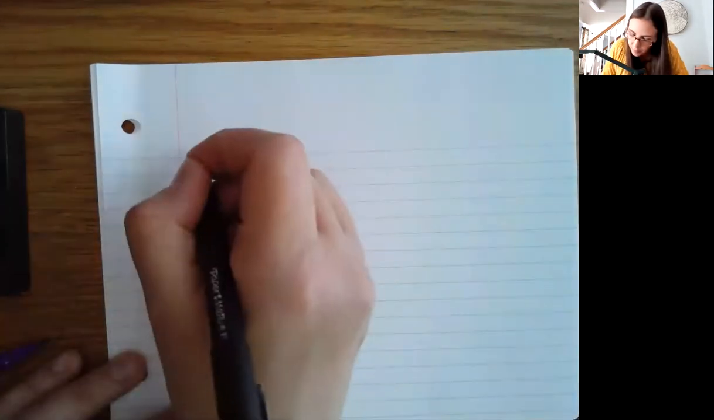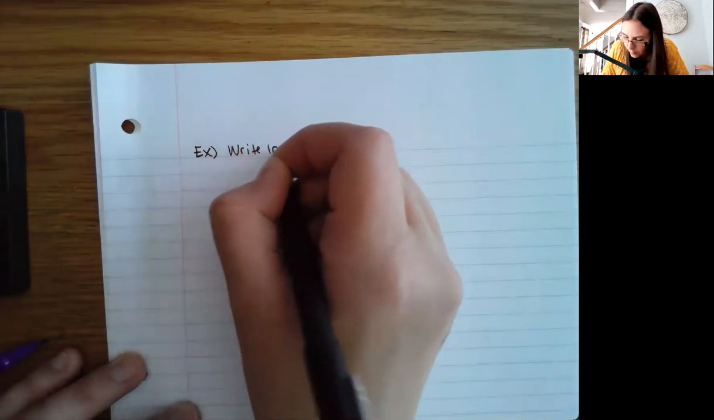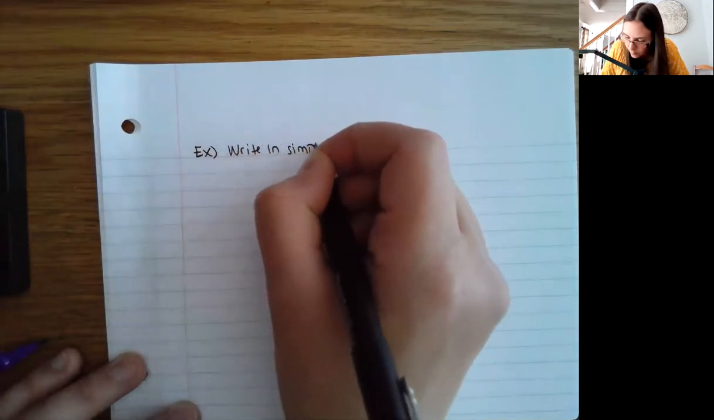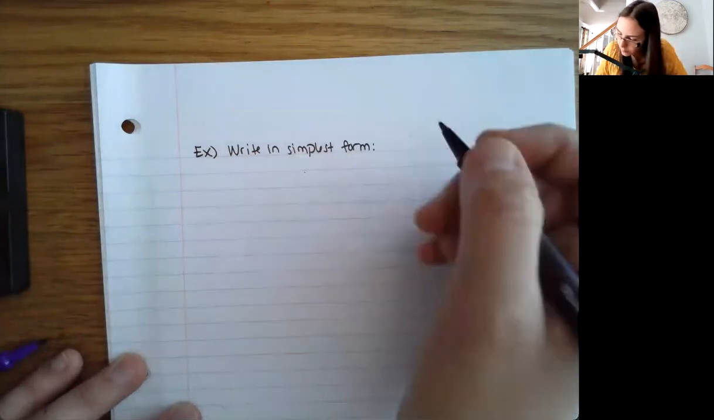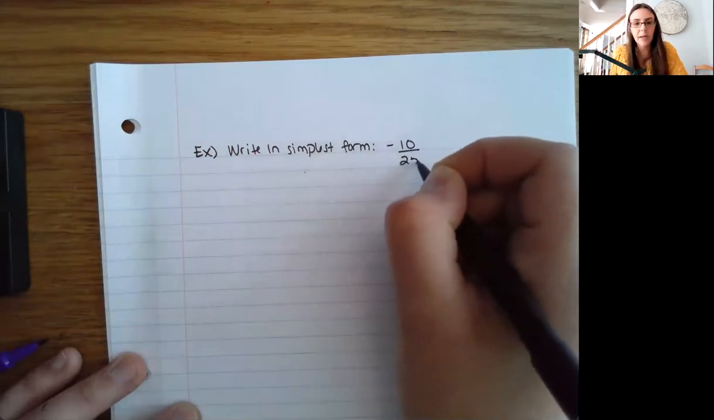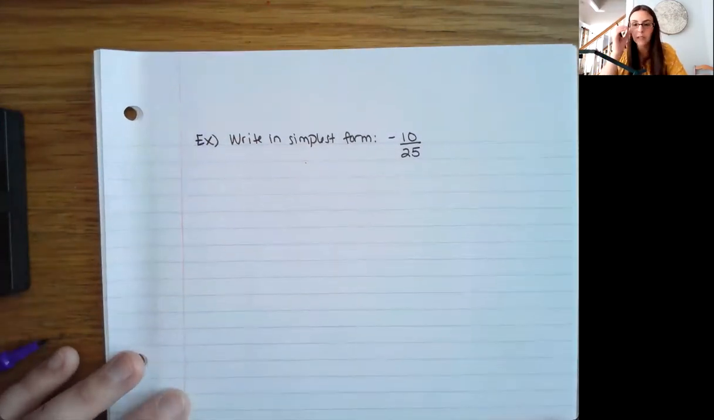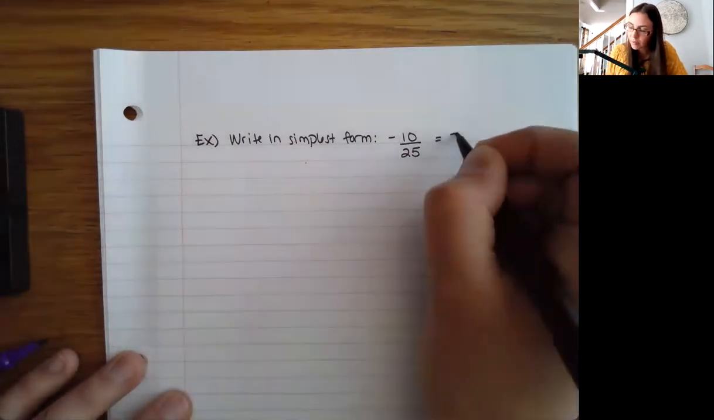Let's do another example. Again, write in simplest form. So I'm going to bring in a negative now, so negative 10 over 25 here. Now, if you had two negatives, they would still cancel out, just like a regular division problem, but I just have one negative, so my answer is going to be negative.